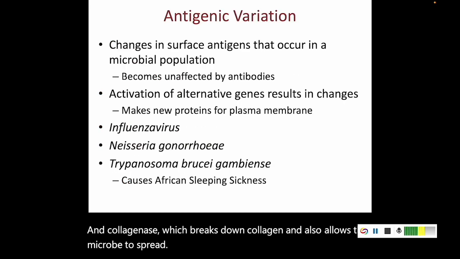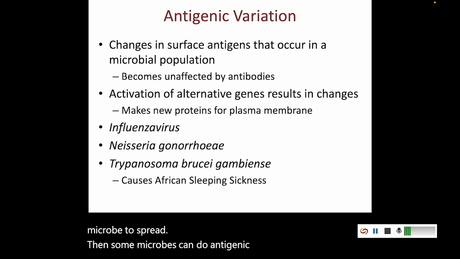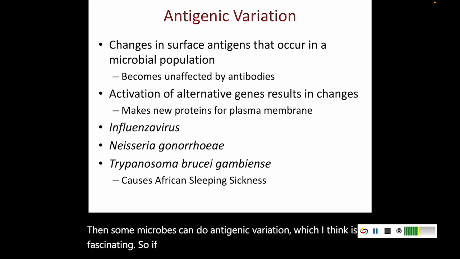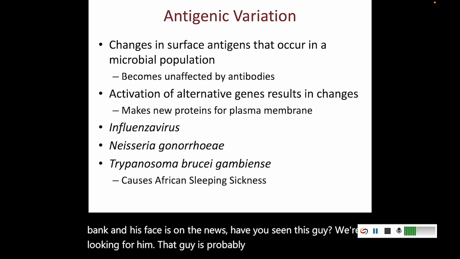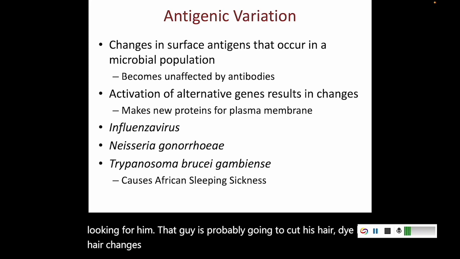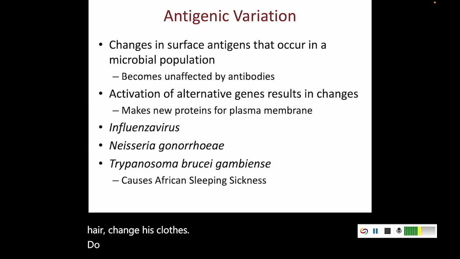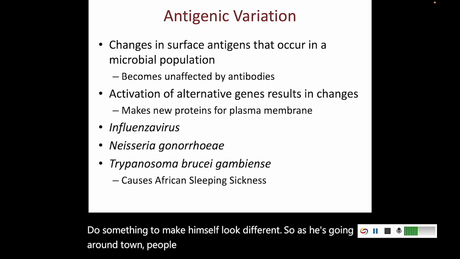Then some microbes can do antigenic variation, which I think is fascinating. So if you were thinking about some guy who robs a bank and his face is on the news, have you seen this guy? We're looking for him. That guy is probably going to cut his hair, dye his hair, change his clothes, do something to make himself look different. So as he's going around town, people don't recognize him.